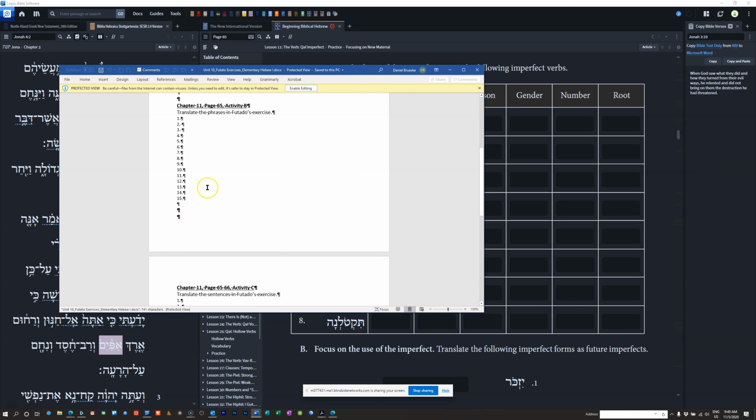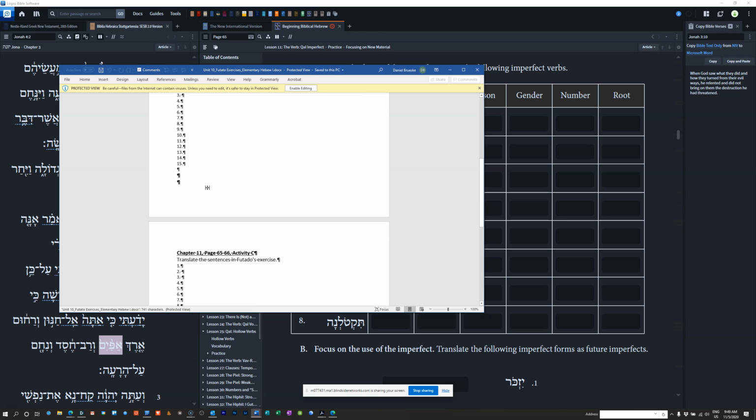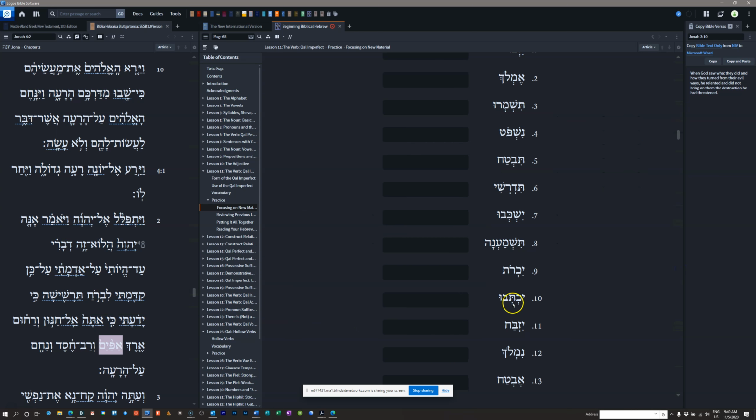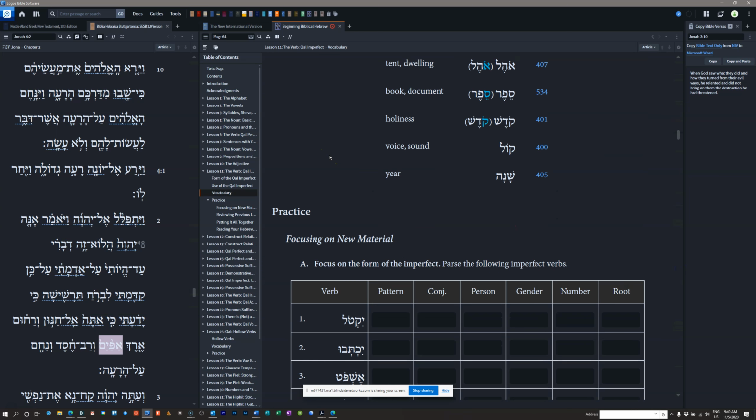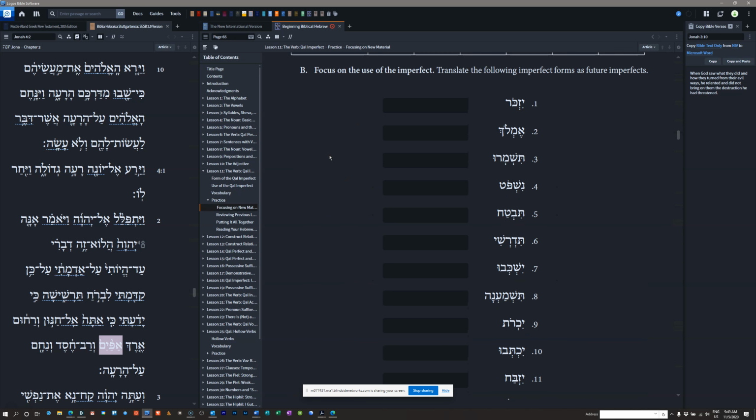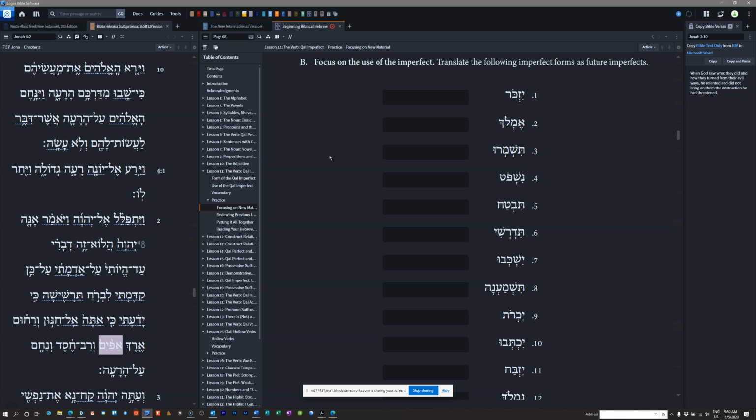We pull up some, we've got A, B, and C, and F. Alright, so let's look at B here. Focus on the use of the imperfect. Translate the following imperfect forms as future imperfects. Alright, so pretty straightforward. Primarily what you need to do here is you need to be able to recognize the root and then be able to recognize the person, gender, and number. You already know that these are going to be cal imperfect. They've told you that it's imperfect. And he wants you to translate these as future imperfects.